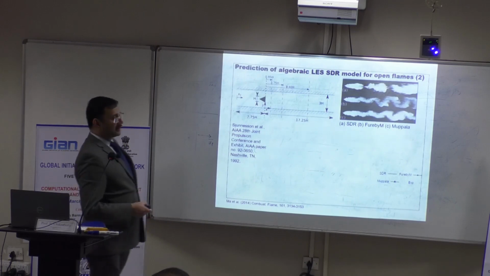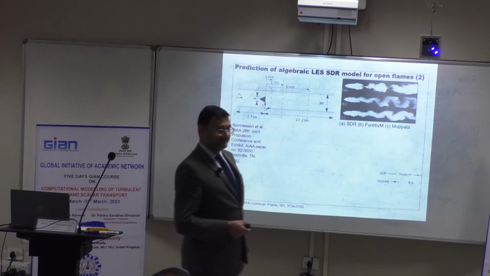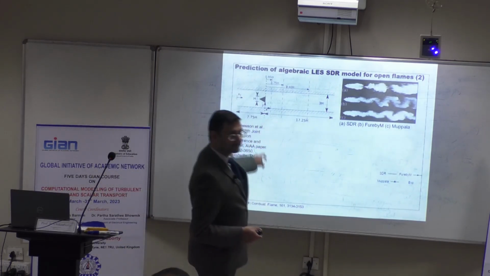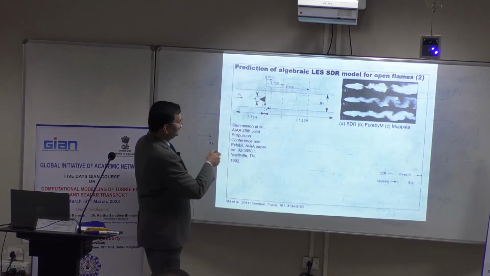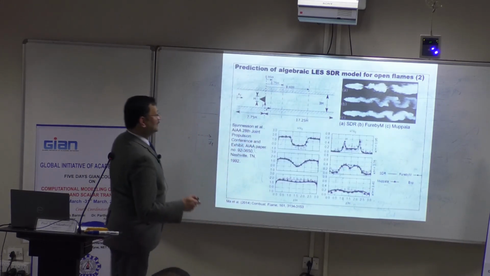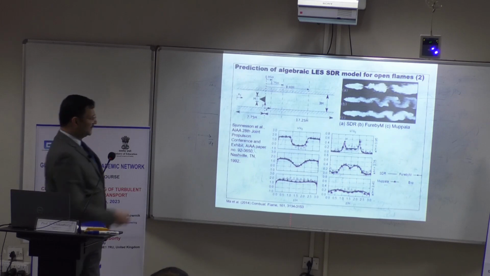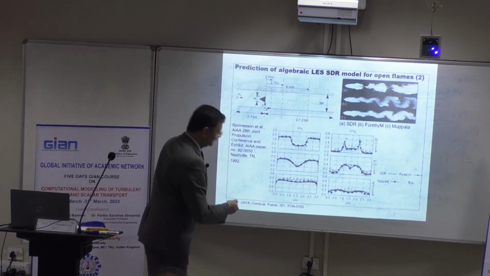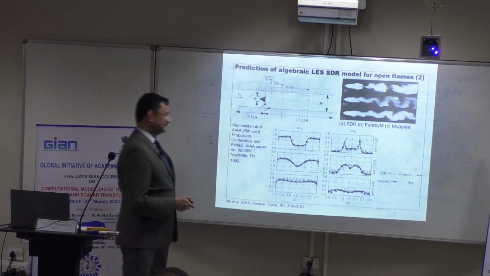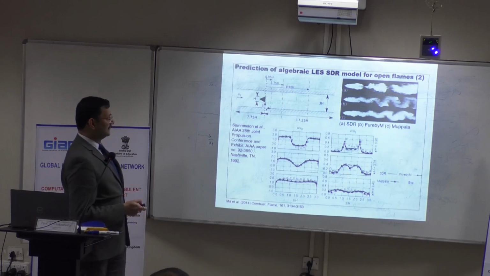This is a bluff body stabilized flame. This one is a bluff body, flow is coming from this side. Again, in terms of the mean velocity and fluctuating velocity, it does a very good job.